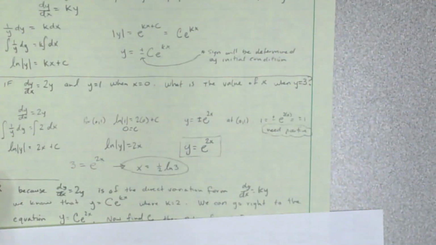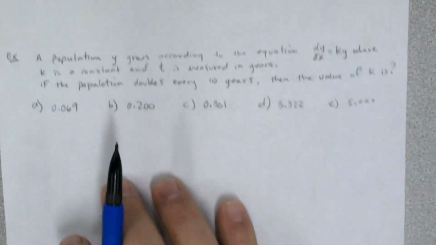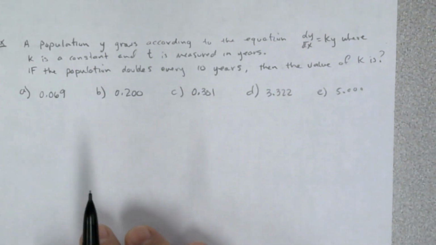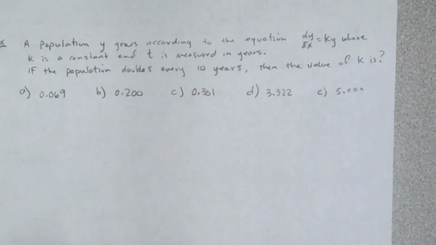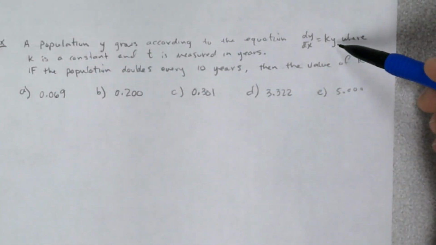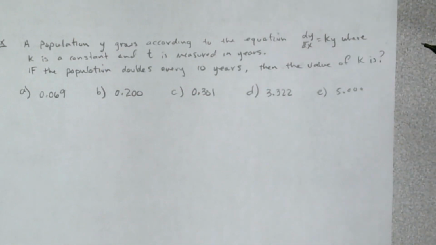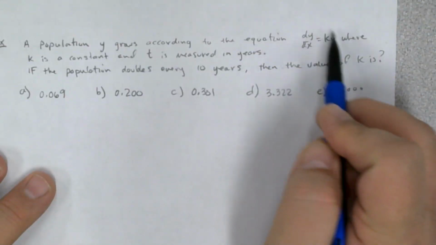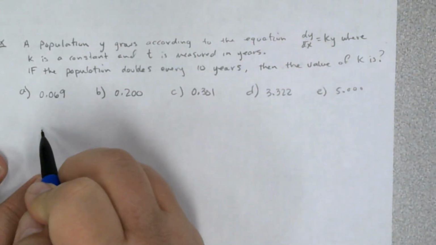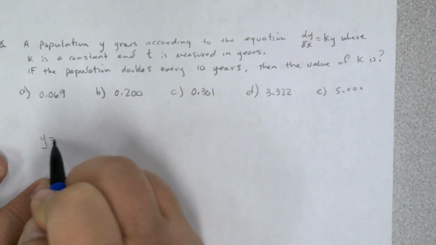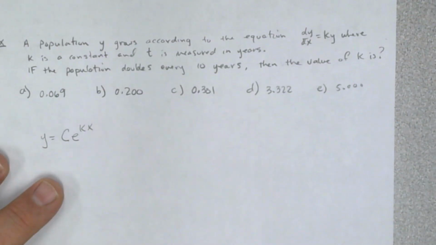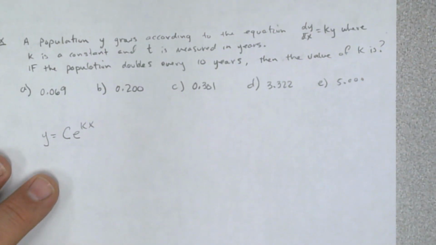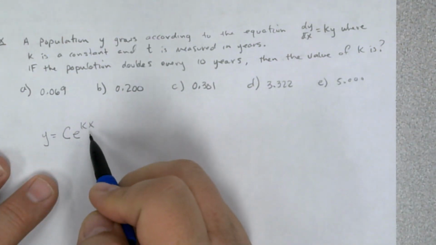Okay? And so the next question, the last one down here, is a word problem that you might see. A population y grows according to this differential equation, and you can see it's a direct variation, where k is a constant and t is measured in years. If the population doubles every 10 years, then find the value of k. This could be a question you might see on an AP exam. Recognizing this as a direct variation, I know that y equals c e to the kx is the solution. I just have to find k and c.